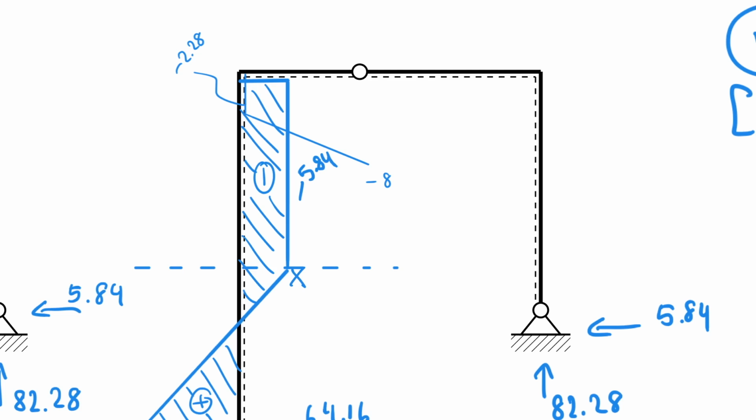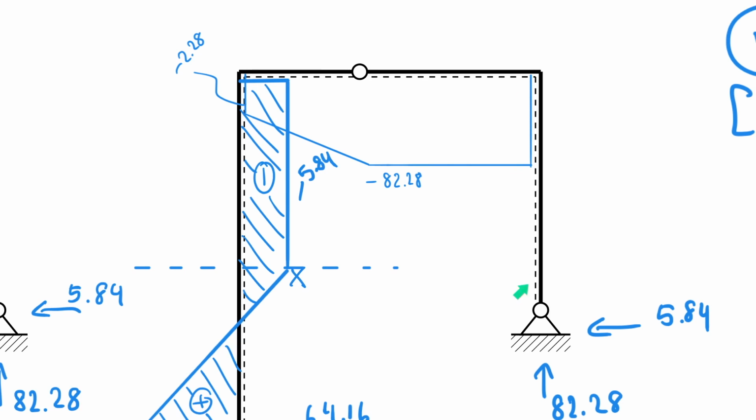Sorry, minus 82.28, right? Not 7. 82.28. And then again, nothing happens. Nothing happens. And then it has to jump back up. And I will explain that to you in just a second.